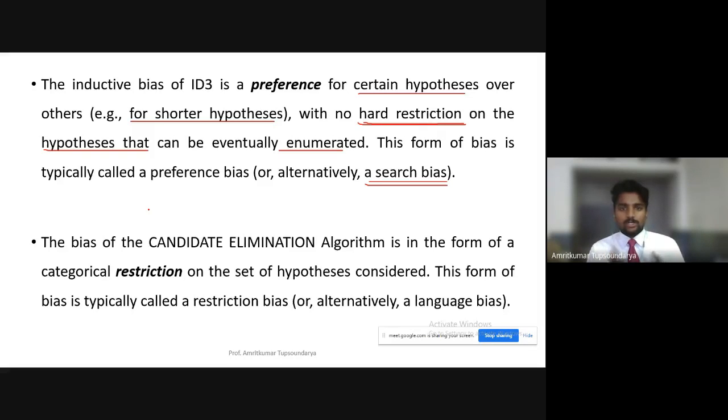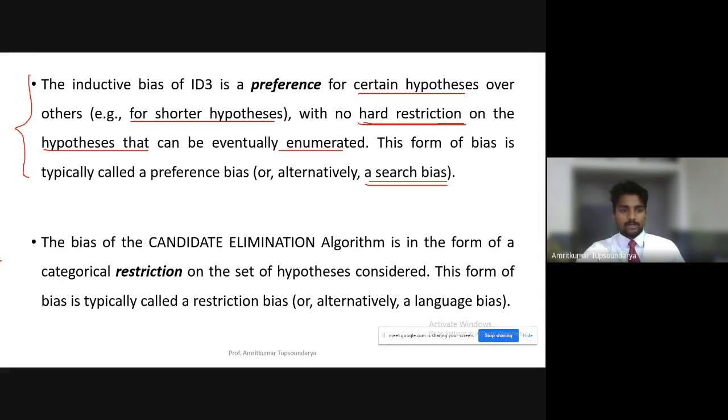But in the preference bias, which is a type of inductive bias, we have no hard restrictions, right? And we have a preference for shorter hypotheses over all other available hypotheses. So hope this point is clear: the ID3 algorithm, which is nothing but the decision tree algorithm we make use of, is an example of a preference inductive bias, also called a search bias.